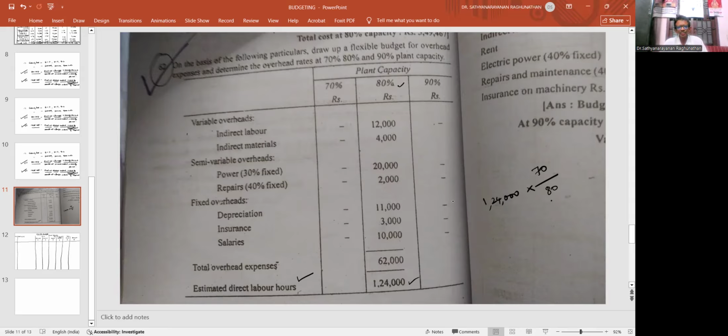Now again I repeat. The estimated direct labor hours for 80% capacity is 1,24,000. Now we want to calculate the estimated direct labor hours for, for example, 70% capacity. See here, 1,24,000 into whatever is required, you have to keep it as the numerator. Whatever base you have taken, you have to keep it as the denominator. That's all. So 1,24,000 into 70 divided by 80. Use the calculator.